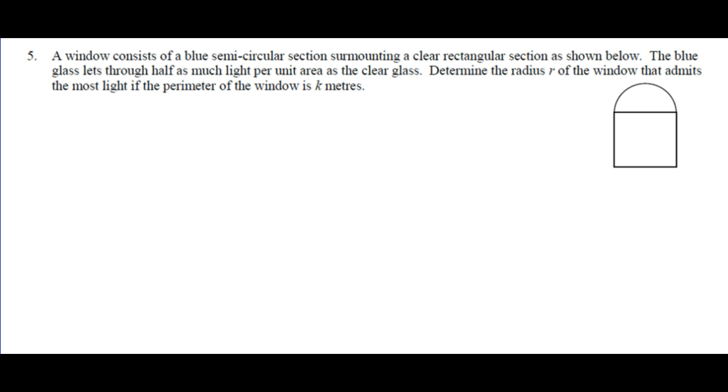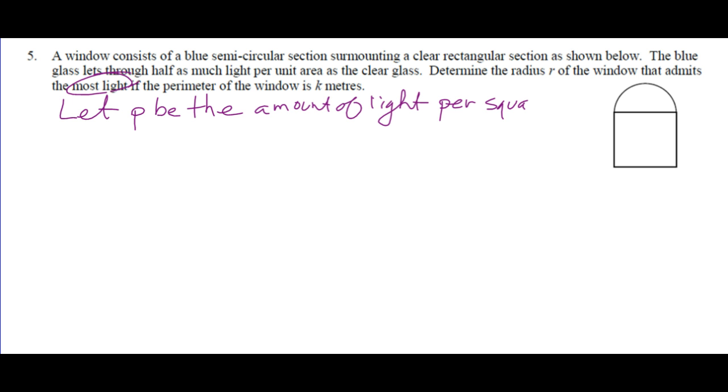All right, so what we're going to do is this. We're going to let p be the amount of light. We want the most light, so that's what has to be maximized. So let p be the amount of light per square unit of blue glass. And then we know 2p will be the amount of light coming through the clear glass.